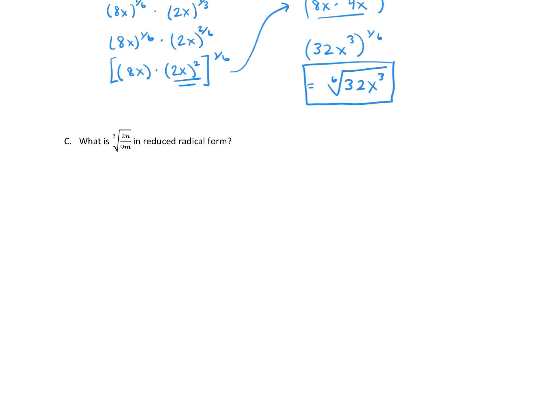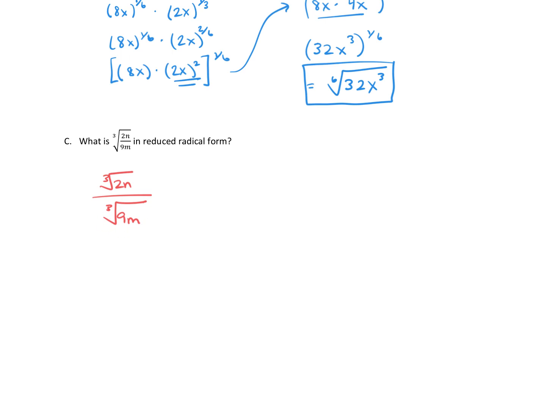All right, what is the cube root of 2n over 9m in reduced radical form? So we're going to take the cube root of the top number, or of the numerator, over the cube root of the denominator, and let's simplify this. So what do you guys think? Can we have a radical in our denominator down here? We cannot. We have to rationalize.